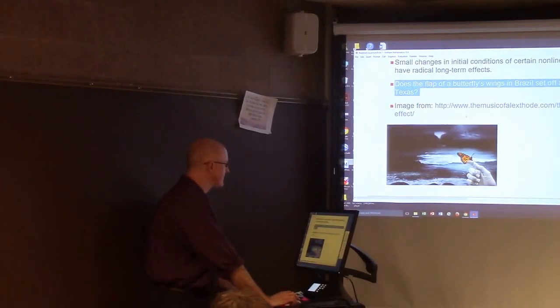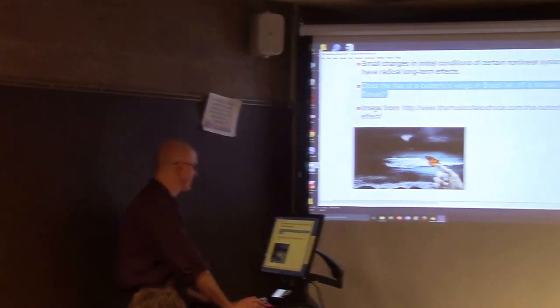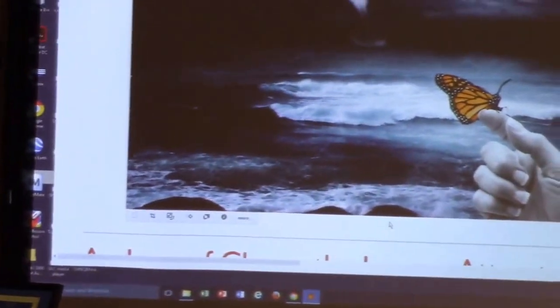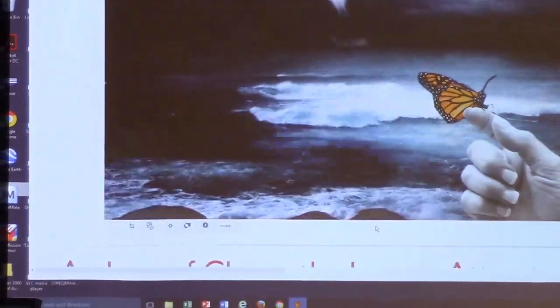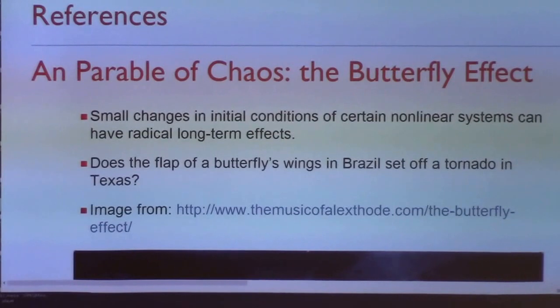Here's a nice image from the music of Alex Thode, which I'm sorry, Alex Thode, I didn't actually listen to your music. I used your image. Kind of a nice image of the butterfly effect. There's the butterfly, there's the tornado in the background. I thought that was kind of a cool image. So that's what I call a parable of chaos.